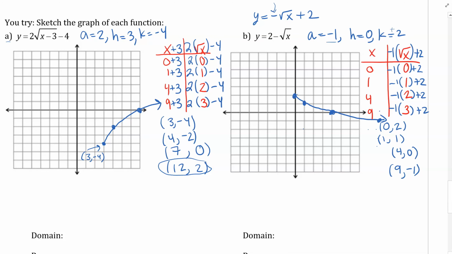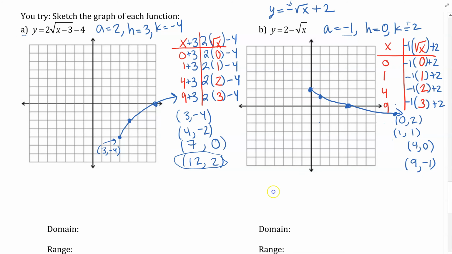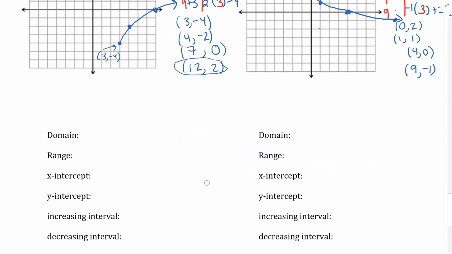And that's it for this video. In the next video, we'll take a look at all of the defining characteristics like domain, range, intercepts, all of that. That's coming.